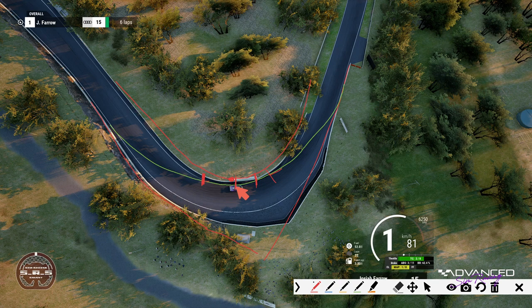So you go, okay, my 50% point is roughly right here. If I start to get back on the power there, am I having to lift off somewhere here so that I don't hit the wall? Or can I really get on the power and get a good exit?